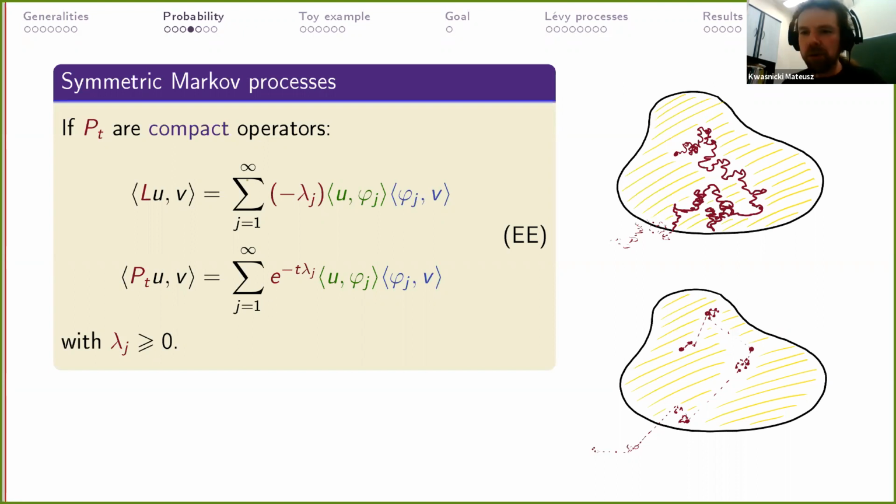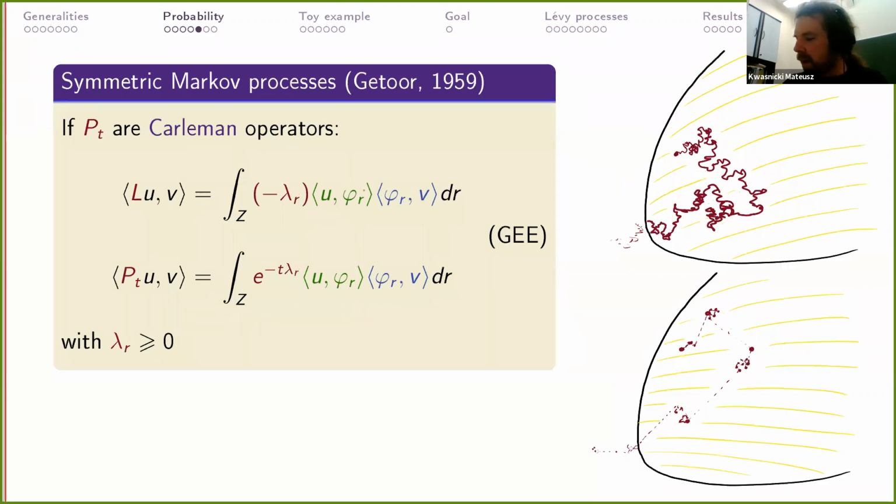Okay, so if our processes live in a space of finite size, very informally speaking, this will typically be the case. So, for example, if you consider the Brownian motion in a finite domain, you will have a complete orthonormal set of eigenfunctions phi_j and an expansion written in that slide. However, if the domain becomes infinite, unbounded, things may change. In this case, it turns out that these transition operators, P_t, are Carleman operators.